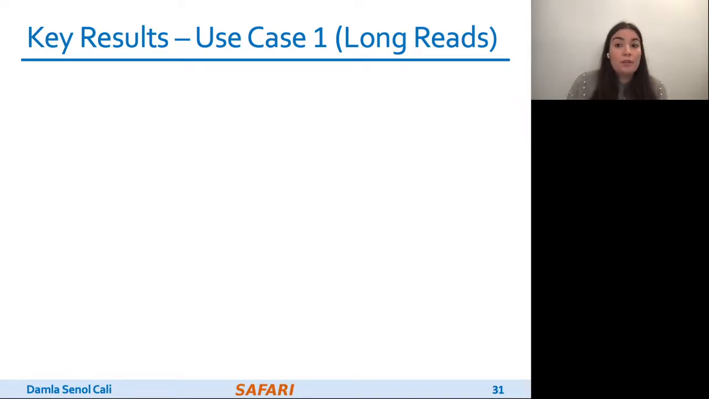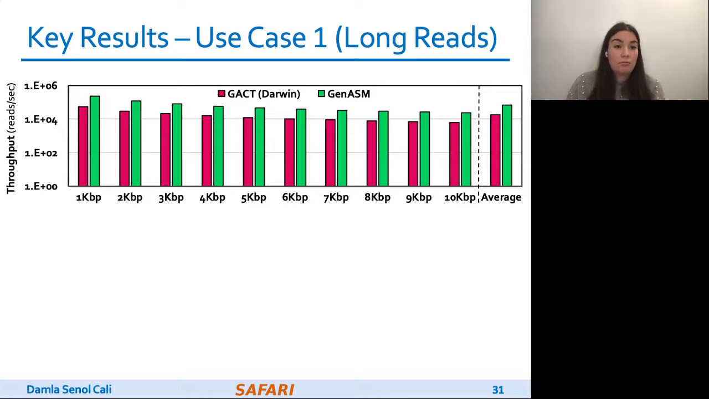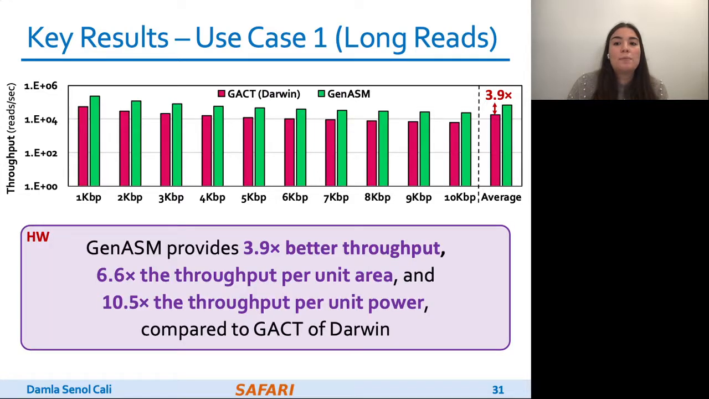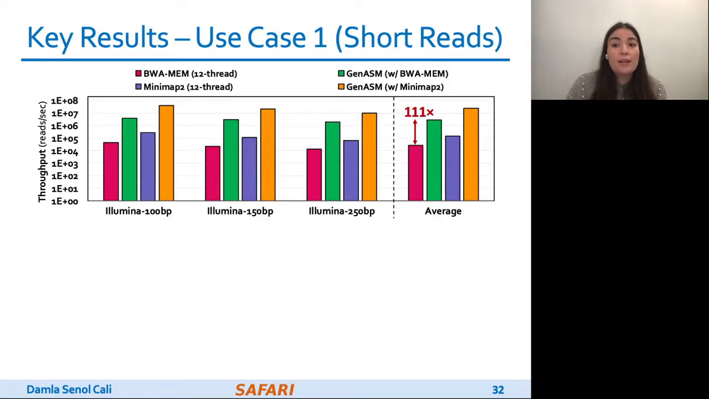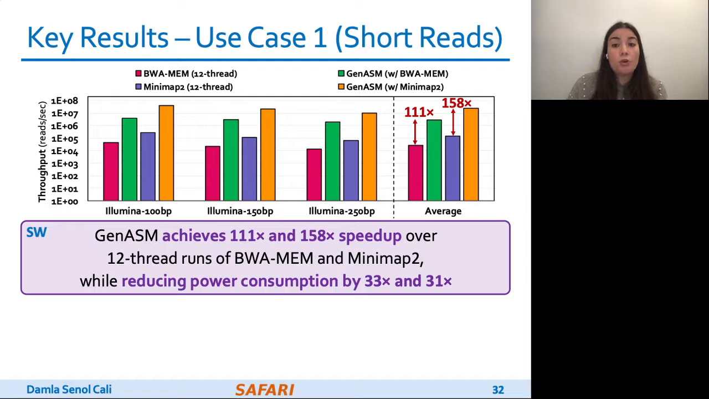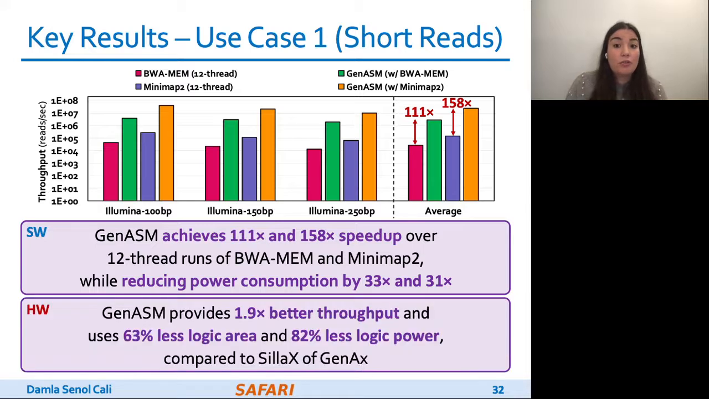Compared to GACT of Darwin, which is a state-of-the-art long-read alignment accelerator, GenASM provides 3.9 times better throughput, 6.6 times better throughput per unit area, and 10.5 times better throughput per unit power. For short reads, compared to the same software baselines, GenASM provides significant speedup and reduction in power consumption similar to long reads. And compared to Shouji of GenAx, which is a state-of-the-art short-read alignment accelerator, GenASM provides 1.9 times better throughput while using 63% less logic area and 82% less logic power.